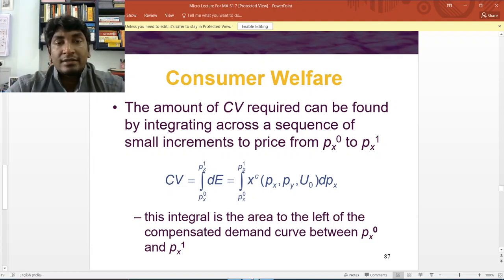Consumer welfare can therefore be understood this way: the amount of CV, the compensated variation required, can be found by integrating across a sequence of small increments to the price from Px0 to Px1. If you add all the increments together, integrate them, you will definitely get it. That is why, in this equation, the integral is the area to the left of the compensated demand curve between Px0 and Px1.